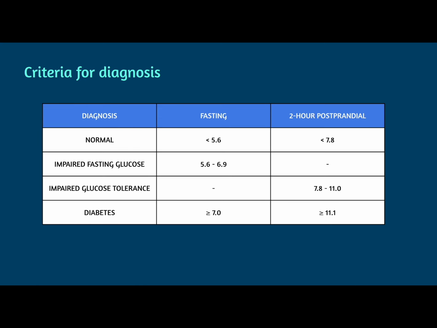Now, these are the ranges and values for diagnosis. A normal blood glucose reading for fasting conditions would be less than 5.6 millimoles per liter, and more than 2 hours later after meals, your readings should be less than 7.8. Anyone with readings of 7 and above for fasting or 11.1 and above for 2-hour postprandial is deemed diabetic.